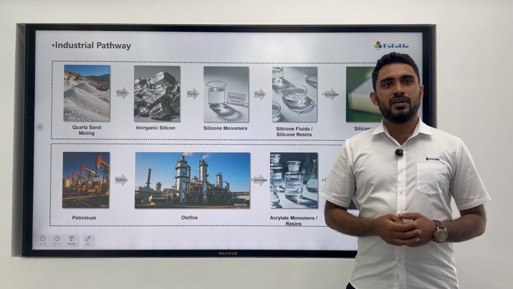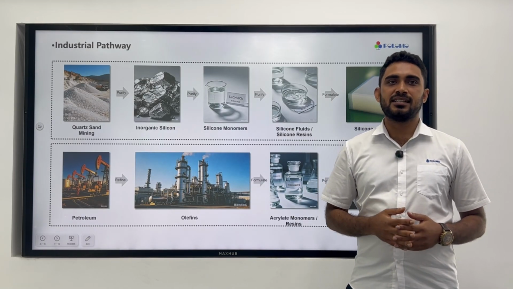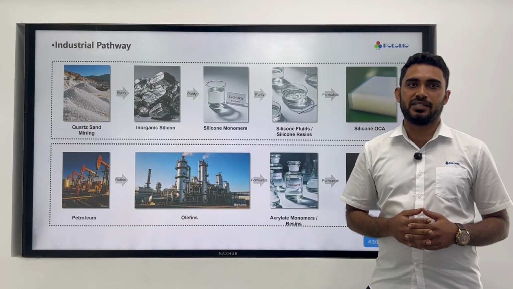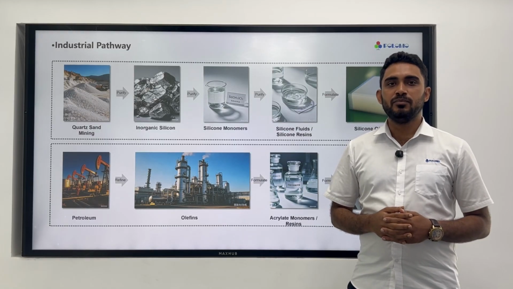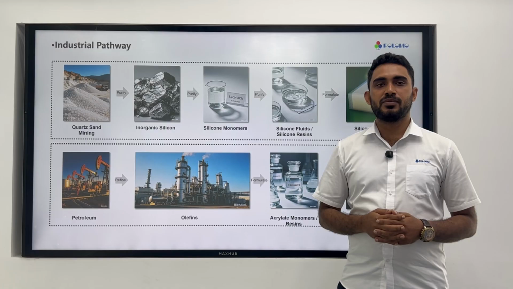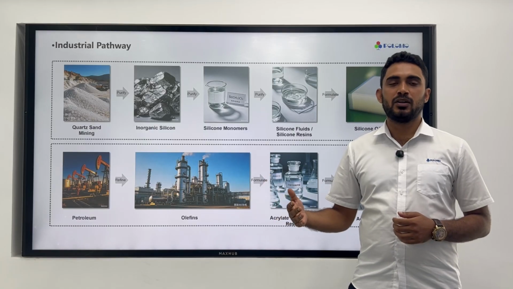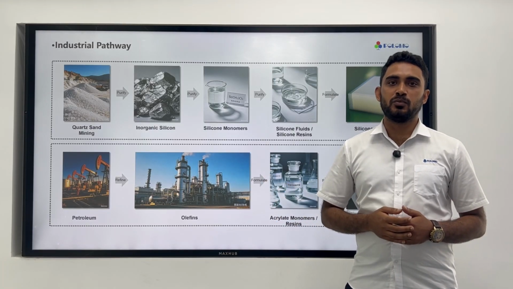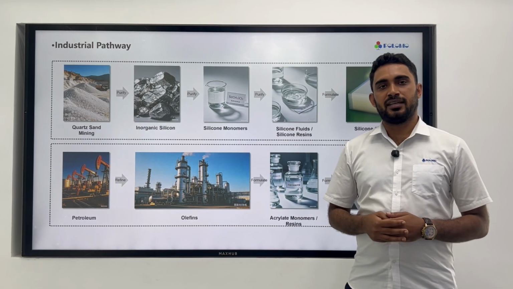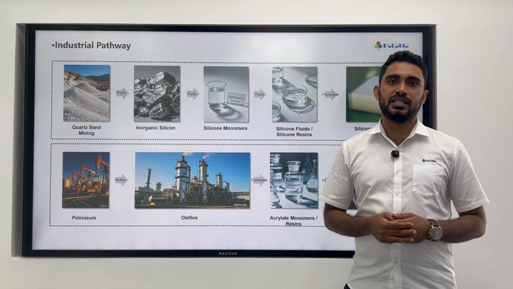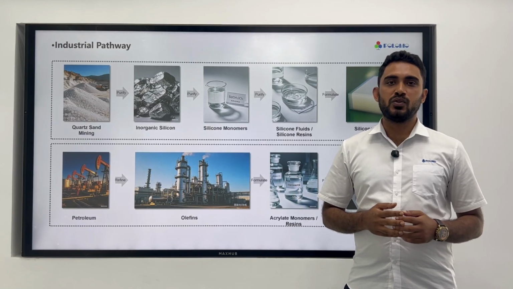Let's get started. First, let's look at where the material comes from, because the origin story actually tells us a lot about performance and supply stability. On the top, we have silicon that starts as quartz sand, simple, abundant. After purification, it becomes inorganic silicon, which is then chemically converted into silicone monomers, then silicone oils and resin. Finally, we formulate those into silicone OCR and OCA for display bonding. On the bottom, we have acrylic. It starts as petroleum, crude oil refined into olefin, then into acrylic monomers and resin. And finally, we get acrylic OCR and OCA.